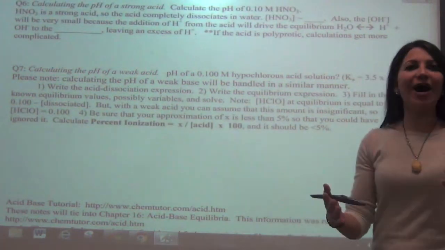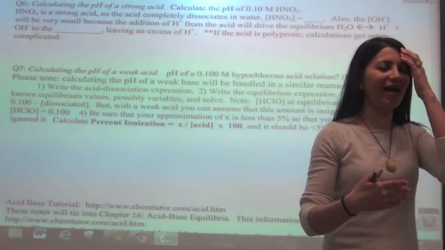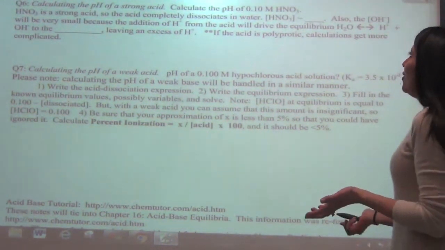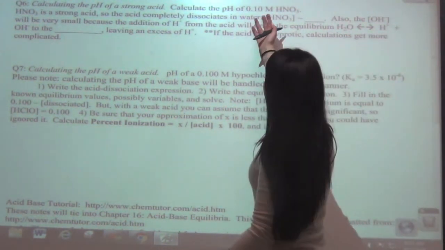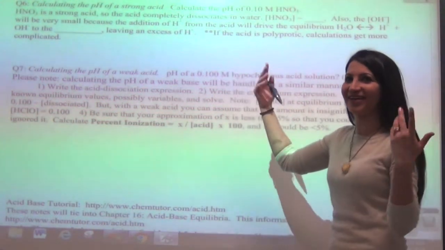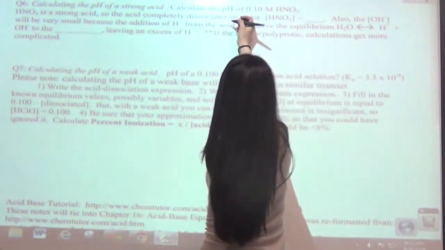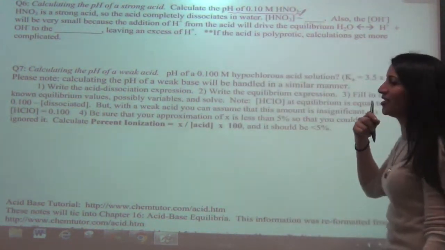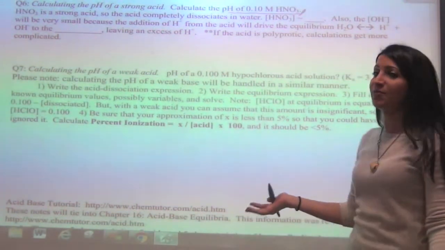Okay, so now let's take a look at how we calculate the pH of a strong acid or a weak acid. This first question is pretty basic. We've been asked questions like this before. I know I keep saying basic, but it's actually acidic. So, the pH of a 0.1 molar HNO3. This is nitric acid and it's 0.1 molar.